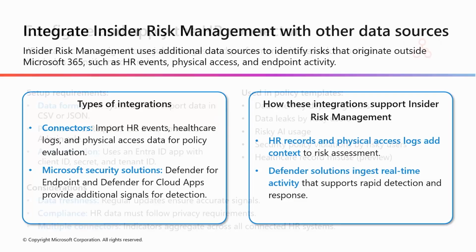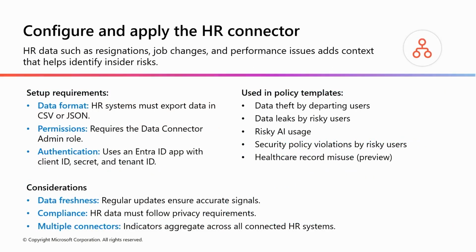Now, we'll start with the HR connector because this is certainly one of the strongest connectors we have. Because it has the ability to look at a range of different employment status verifications, termination, resignation, manager changes, these sorts of things, we can use it to drive policy decisions in insider risk in a really strong way.